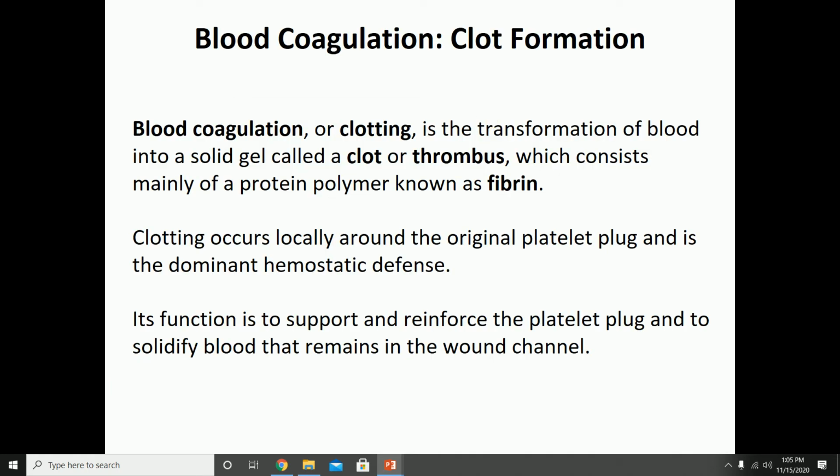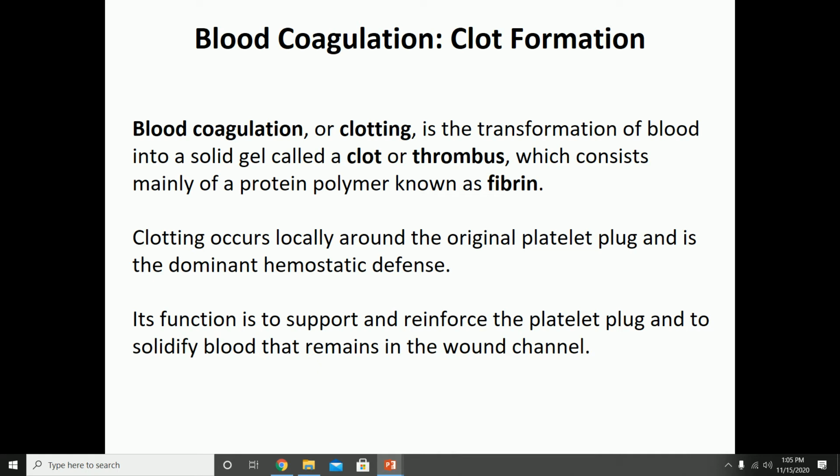Now for the permanent solution, which is clot formation, or blood coagulation. In order to make a blood clot, also known as a thrombus, fibrinogen that was circulating in our bloodstream as a soluble protein has to be changed into an insoluble protein known as fibrin. And it takes lots and lots of steps for that to happen.